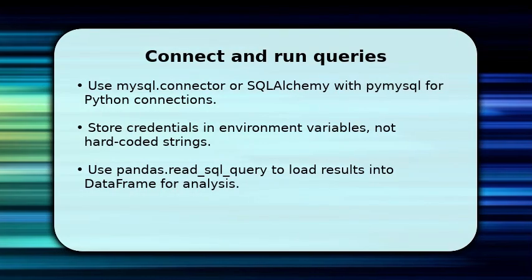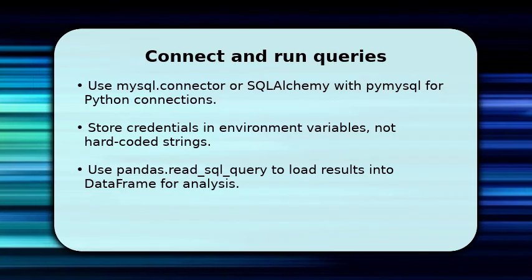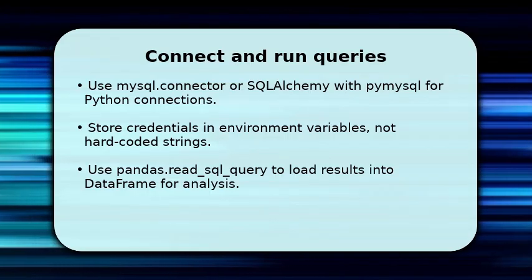Now you connect from Python: load your connector, read credentials from environment variables, and create a connection or SQLAlchemy engine. Once connected, execute schema commands to create tables and indexes, and parameterize queries to avoid injections. You can run insert and select from cells, then use pandas.read_sql_query to pull results into data frames for inspection and visualization.